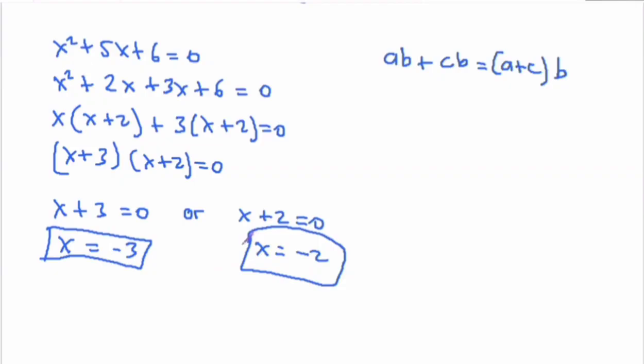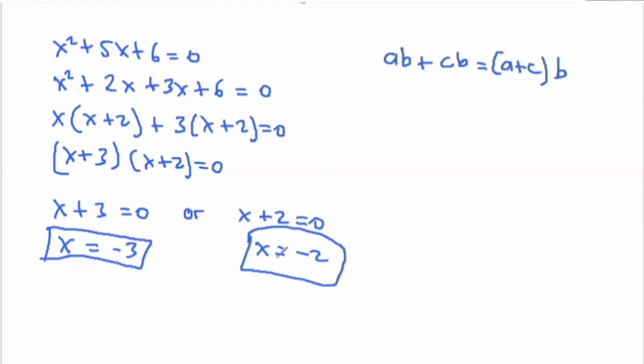If we want to know whether our answer is correct or not, we check it here. We put in minus 3. So minus 3 squared means minus 3 times minus 3, so 9, plus 5 times minus 3, minus 15. So 9 plus minus 15 is minus 6, plus 6 is equal to 0. So x is equal to minus 3 is a solution of this equation.